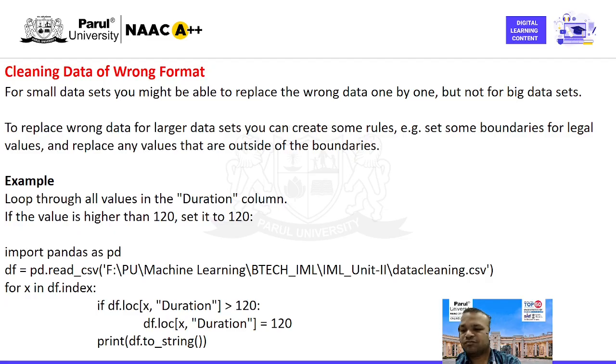You can say if the value is higher than 120 in the column of duration, that will be automatically set to 120. For example, if you enter 240, okay, but we have the higher value which is already fixed by the function 120. So if you enter 240, 340, 440, it will be automatically considered as 120. Okay, how can we do it? With the help of Pandas library.